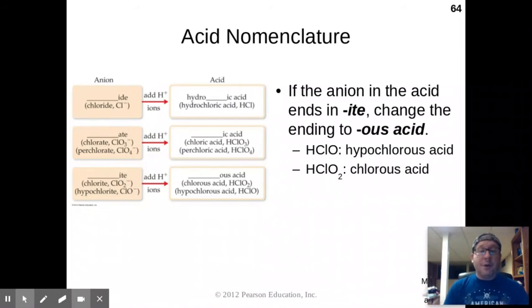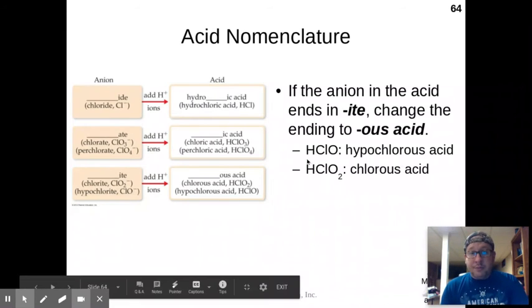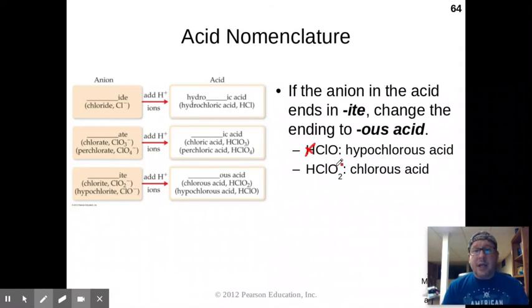where we have chlorine and oxygen forming four different types of anions. So HClO would be, well, pretend that the H is not there. ClO minus is the chlorite anion, I'm sorry, the hypochlorite anion. My apologies. Since we have the hypochlorite anion, ClO, we remove the ITE ending, replace with OUS acid, and we get hypochlorous acid.